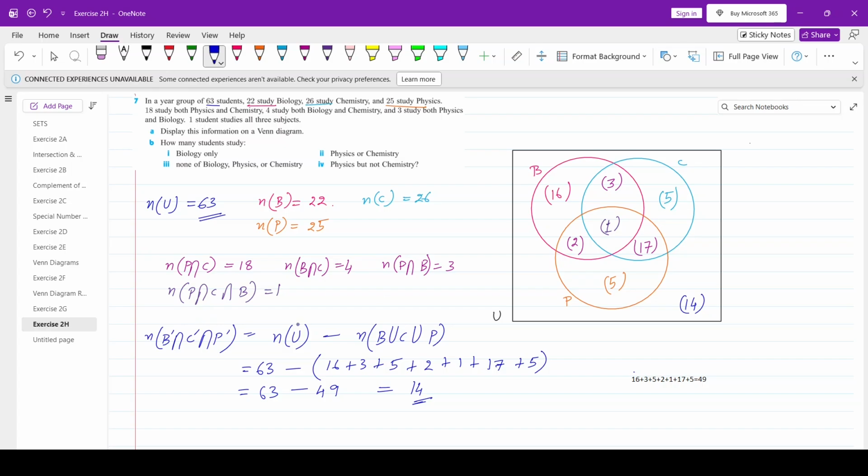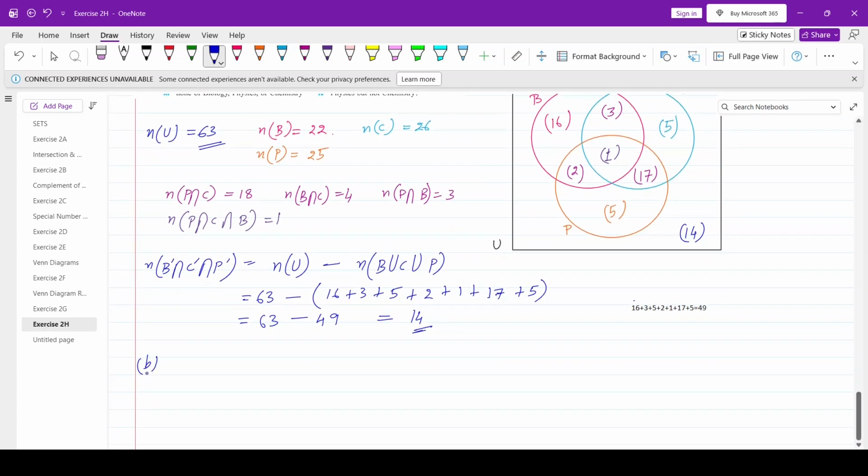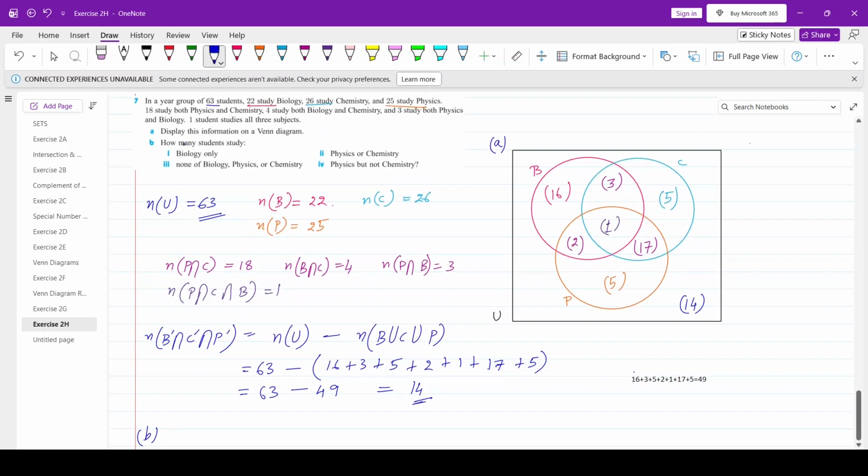Now the question is asking us to display this information on a Venn diagram in part A. So we have done this. B says, how many students study biology only? So the number of students in biology only is going to be this number, 16.